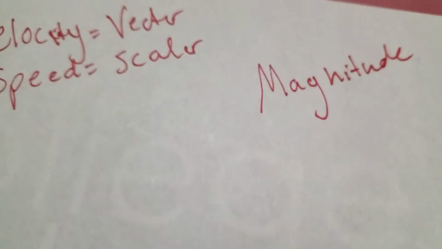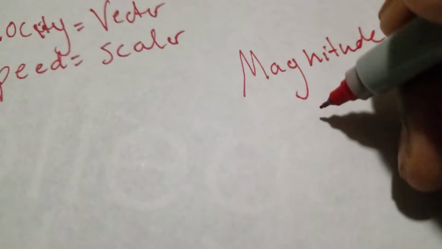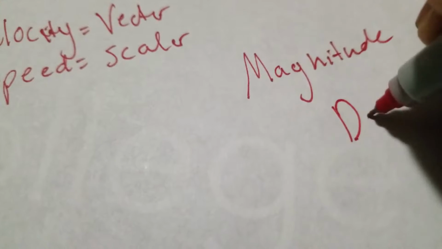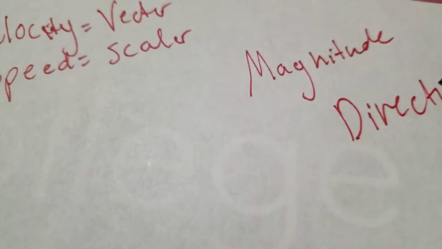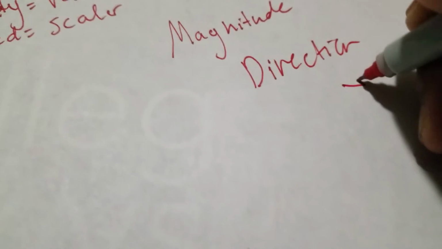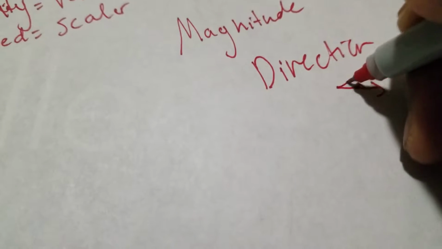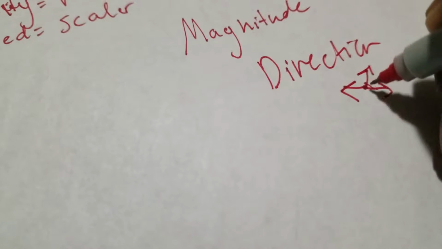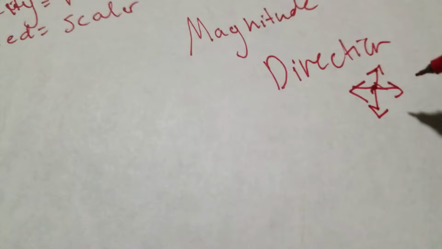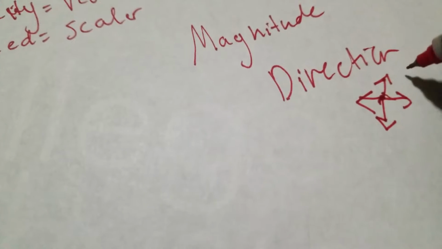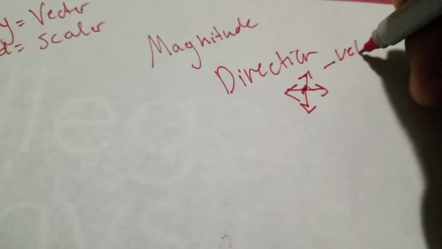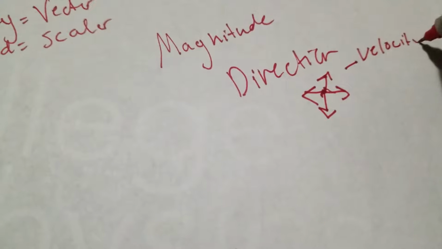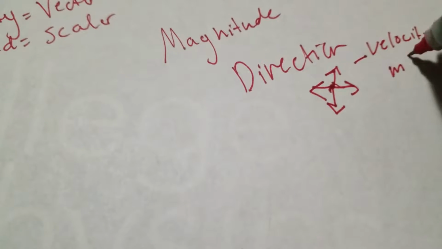Both of these have magnitude in common, but only one has direction, and that can be left or right, up or down, and that is velocity, usually measured in meters per second.